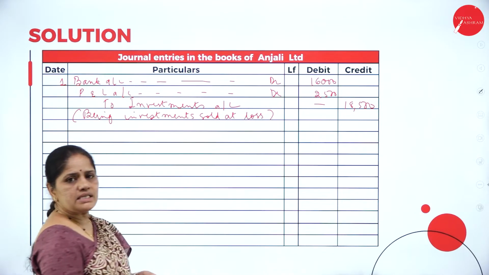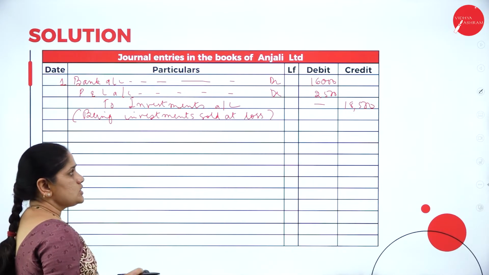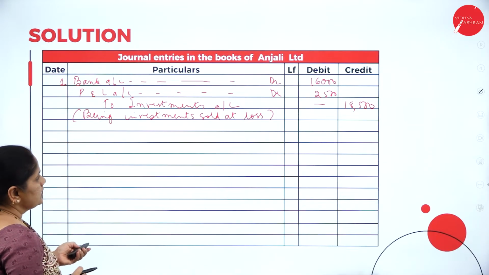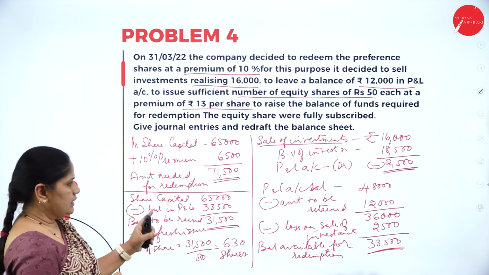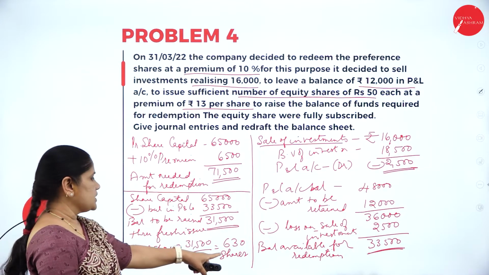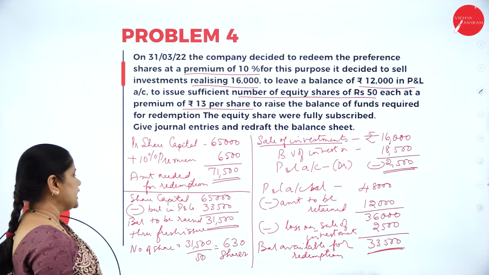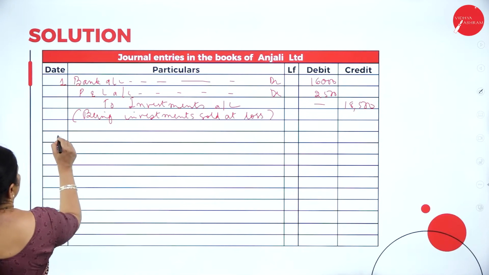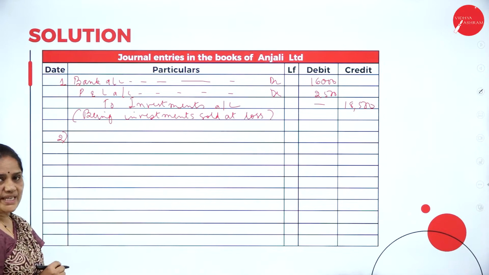So investments are sold at a loss, so I have debited the profit and loss account. Then the next entry will be the share capital, equity shares. How many equity shares am I issuing? 630 equity shares. So I write the second one, issue of equity shares.